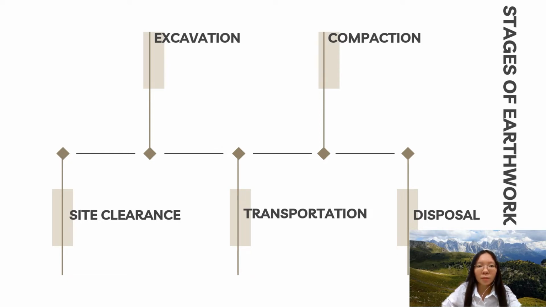The first step is the site clearance, which involves clearing, grubbing, and grading. After site clearance, we then start to excavate the earth material until we achieve the proposed level. The excavated earth material is then transported to the fill area and compacted. After completion of earthwork, the excess material will then be transported out from the site for disposal.